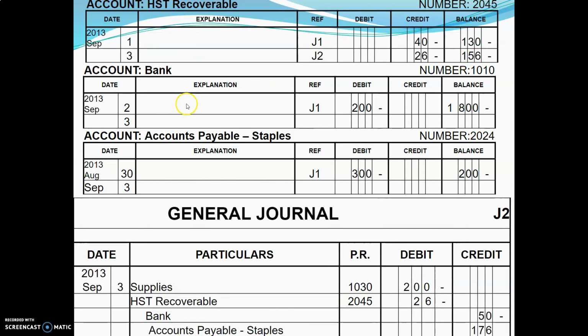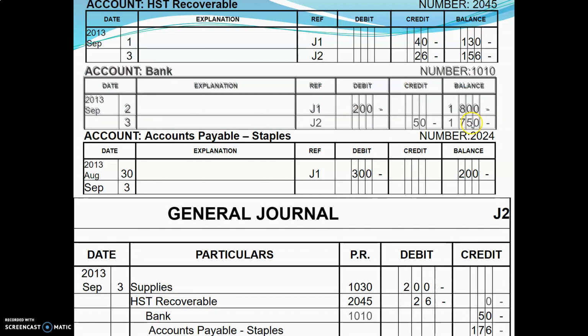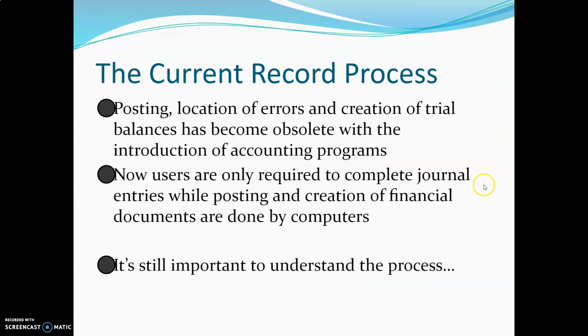Our bank account is normally a debit account, debited balance. So here we put in our reference, J2. We're going to have a credit, and that will decrease this value over here from 1800, and it will be 1800 minus 50, which will be 1750. Here we've got our accounts payable. This is normally a credit. And down here we've got this accounts payable staples, 176. It's going in as a credit, and it will add to this to make it 375. And again, our reference will be J2.